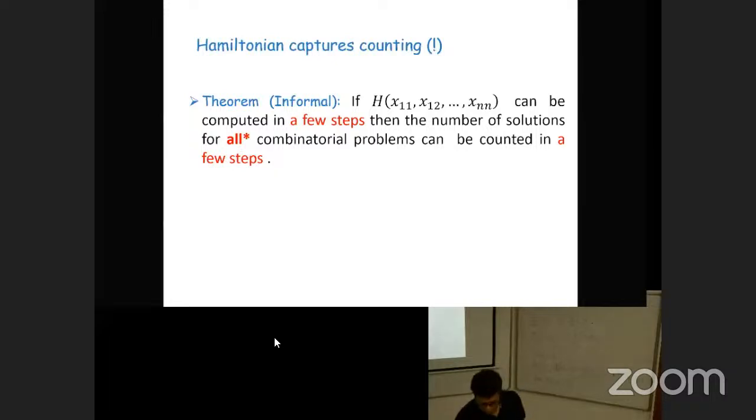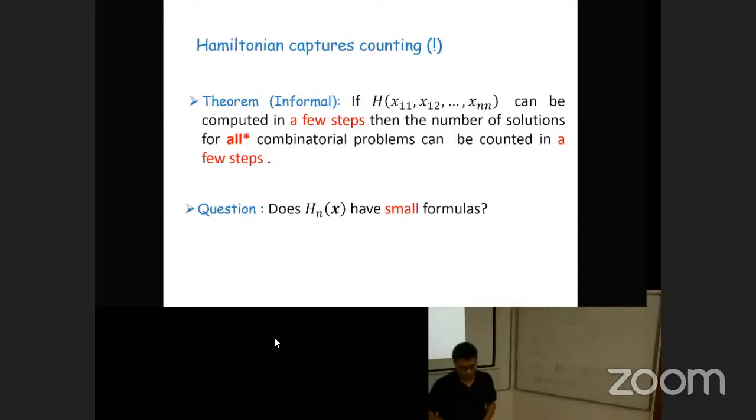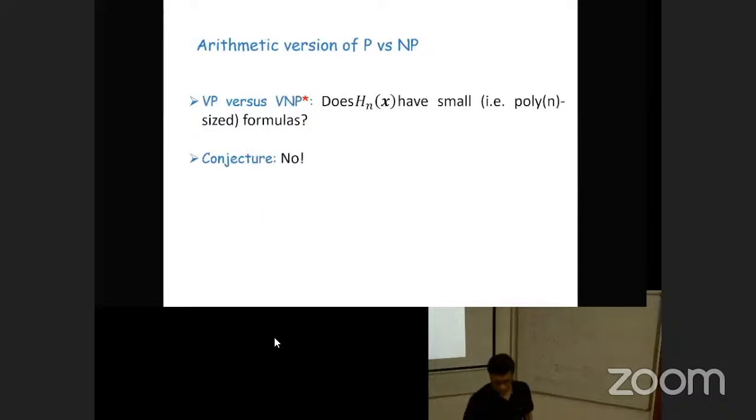And this was discovered in the 70s, and this is why problems like P versus NP became the central problems in computer science. And the conjecture, which has been open for more than 50 years now, is that no, this particular polynomial does not have a small formula. But it's been 50 years and we still don't know the answer.